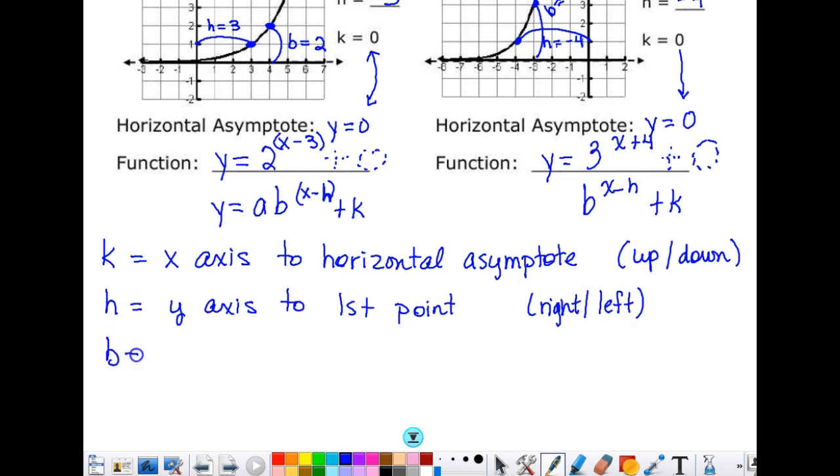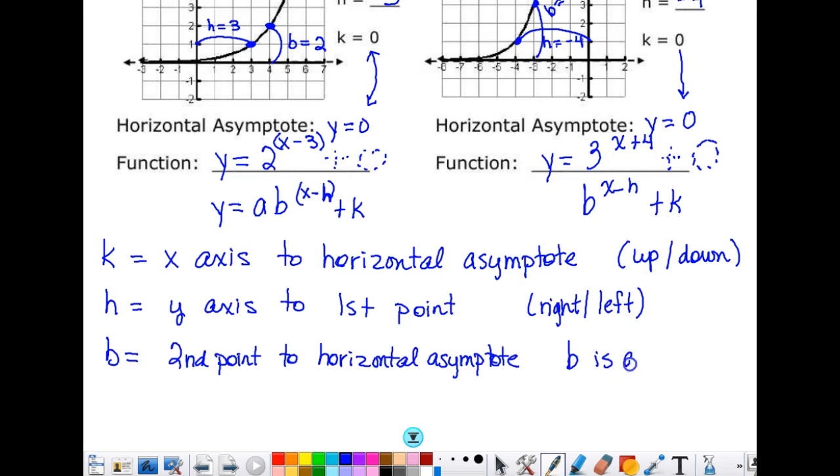And then our b is the distance from the second point to the horizontal asymptote. So far, our horizontal asymptote has been on the x-axis. So it looks like b is the distance from the second point to the x-axis, but it's really the second point to the horizontal asymptote. Okay, b is always positive.